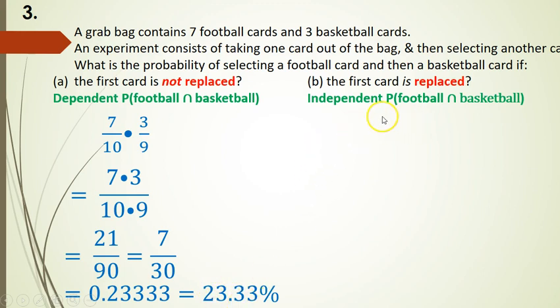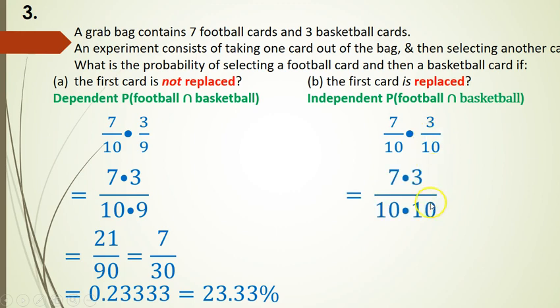So over here, this one says independent. The first card is replaced. We're doing the same thing. We're doing football and basketball, right? So we've got 7 over 10 this time, and then 3 over 10 because we put the card back, right? So again, we're going to multiply across the top and the bottom. 21 over 100, which is 0.21 or 21%.